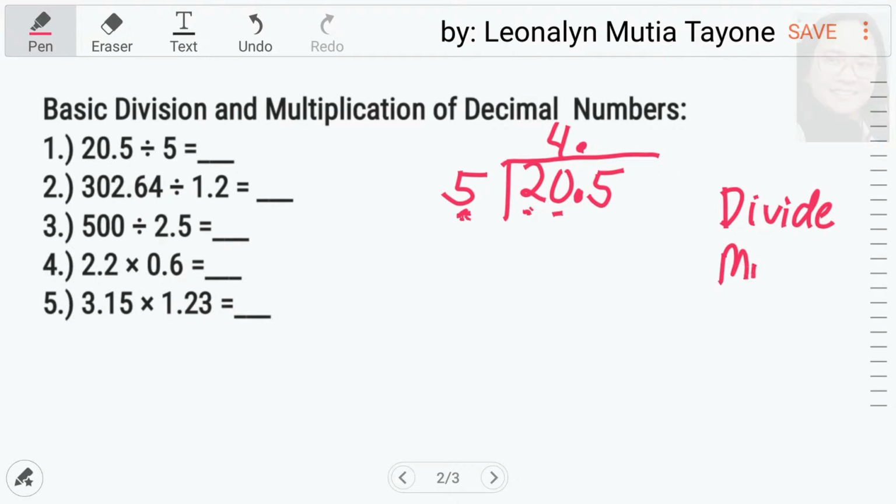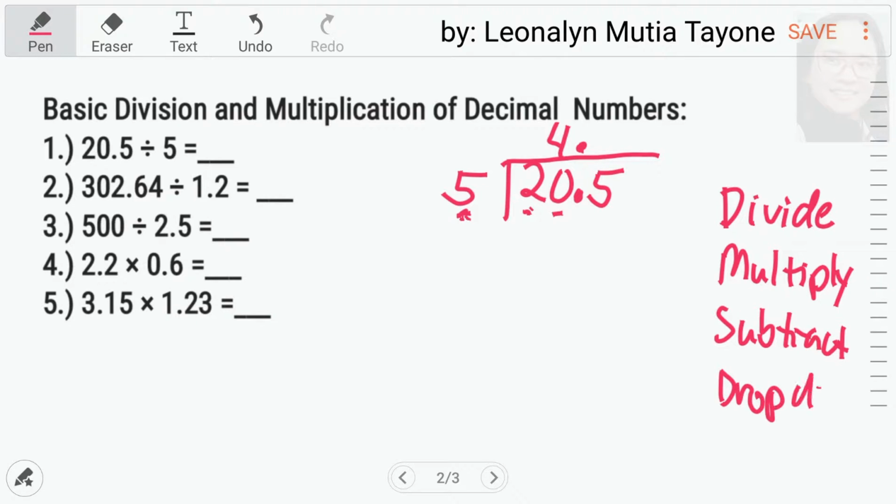Let's write down our steps. Divide, then multiply, then subtract, and drop down. First, divide. 20 divided by 5, and that is 4. Next, multiply. 4 times 5 equals 20. Next, subtract. 20 minus 20, and that is 0. We still have something to drop down: 5. Now, 5 divided by 5, that is 1.